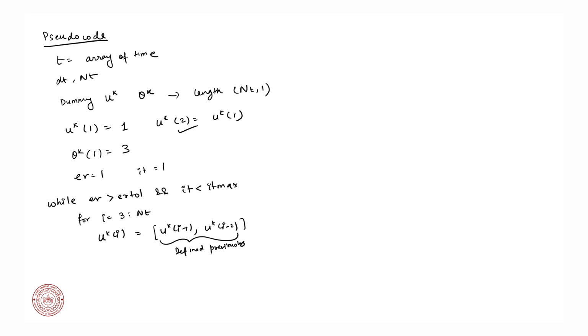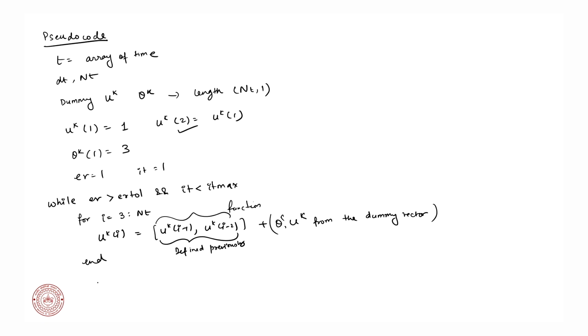So, uk of I minus 1 and I minus 2 are defined previously, and as we proceed these will be defined, plus a function of these, plus our uk values from the guess, uk and theta k values from the dummy matrix or dummy vector. You can end this. All right. So, this is our time loop for u.